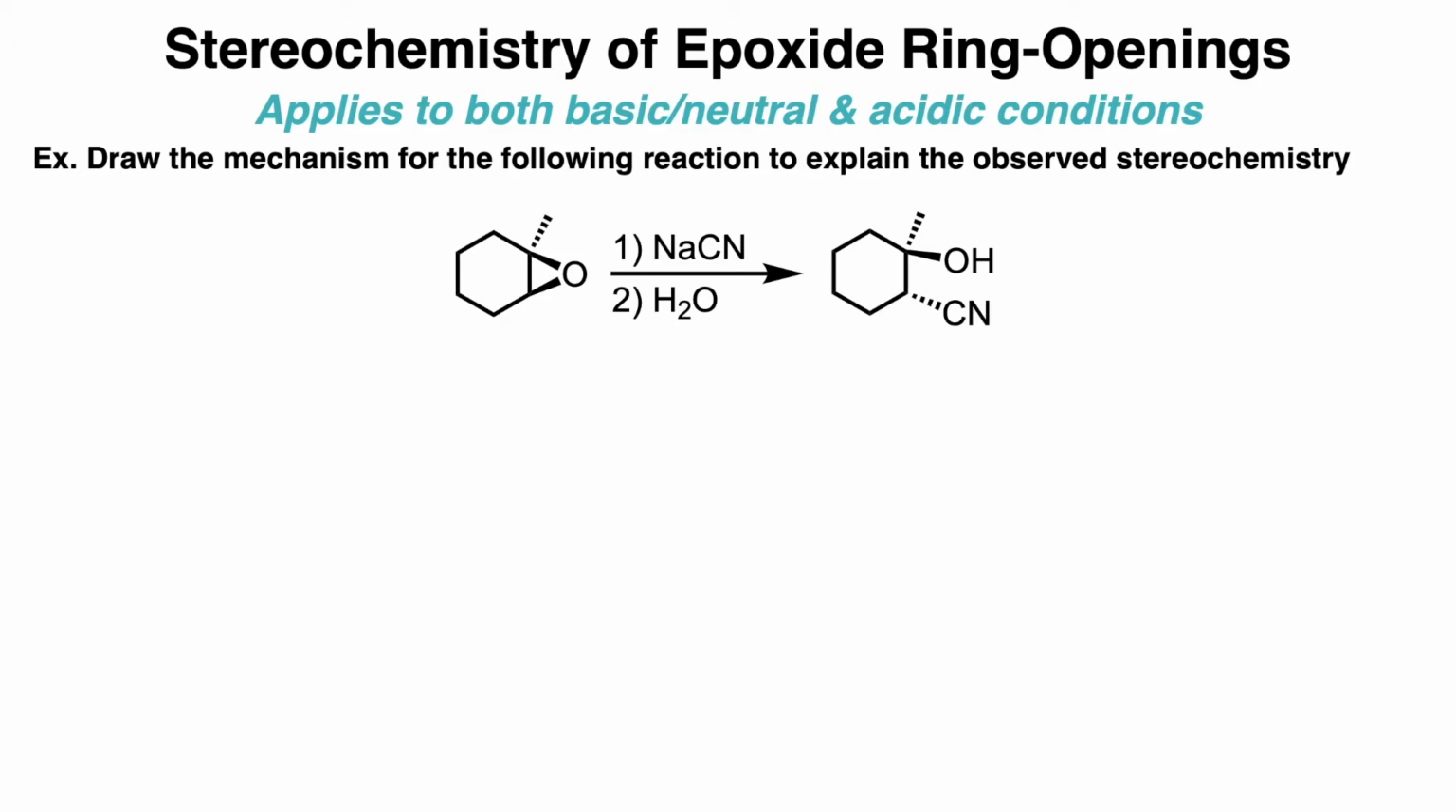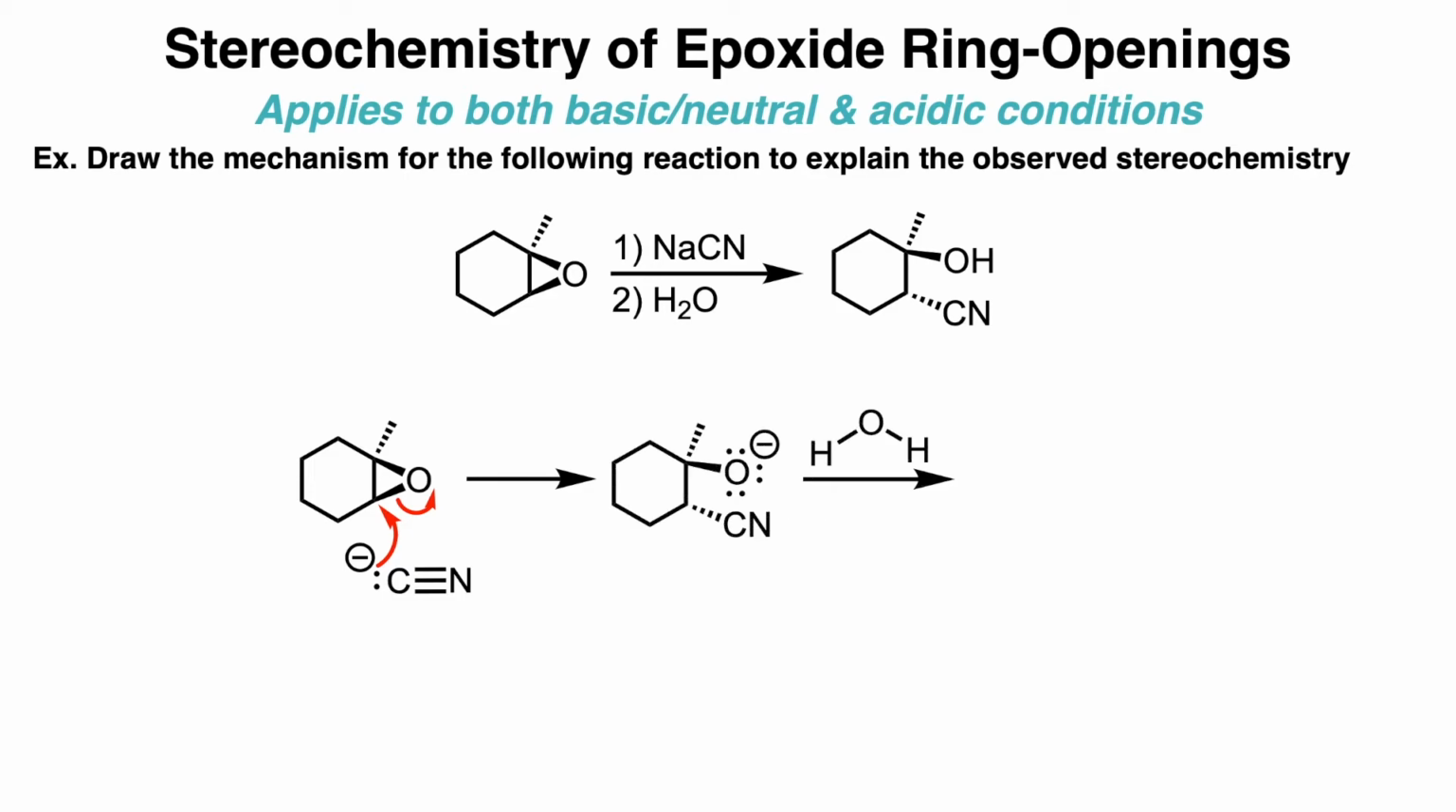In this example, we're going to draw the mechanism for the following reaction in order to explain the observed stereochemistry in the product. This epoxide is first reacting with NaCN and then with water to form a tertiary alcohol. Since it is reacting under neutral conditions, we're going to follow that specific mechanism. So recall that the first step under basic or neutral conditions is that our nucleophile, in this case CN-, will attack the less substituted carbon of the epoxide, and then the epoxide will open up.